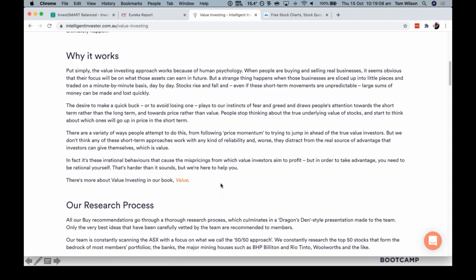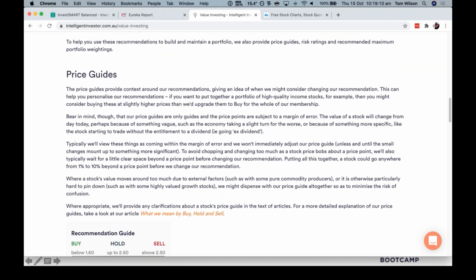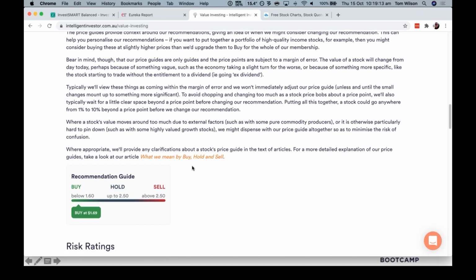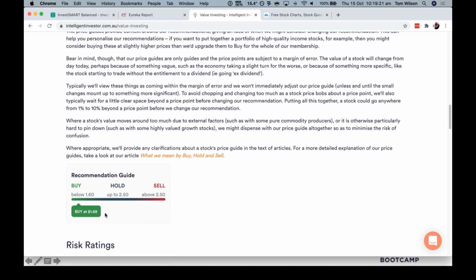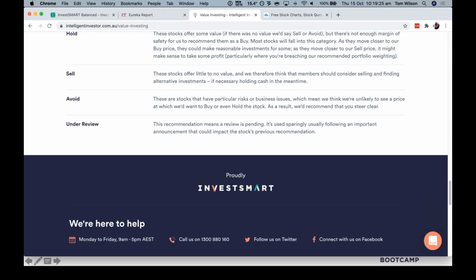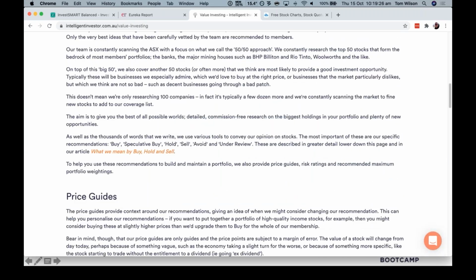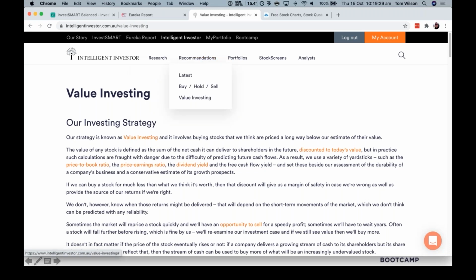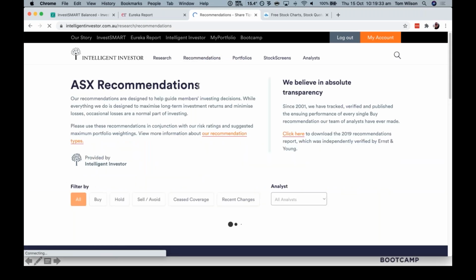They also talk about their recommendations. So they have a stock recommendation system here, and they explain what they mean when they talk about buying, holding, and selling, and also the prices here as well. So definitely, if you've got a chance, have a look at this section, and you can also see the recommendations at the top. You can go to latest, where we can break it down by buy, hold, sell.